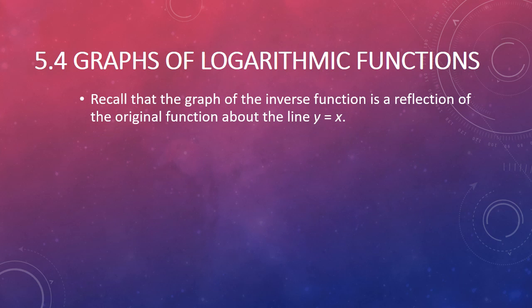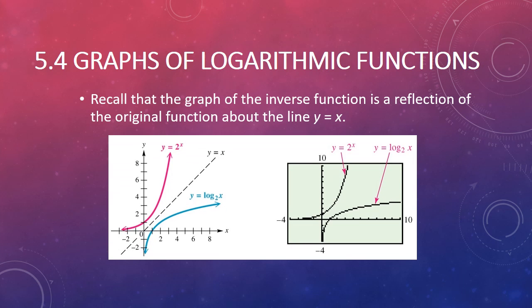Remember that the graph of an inverse function is a reflection of the original function about the line y equals x. So you see here we have an example both hand-drawn and on the calculator. We have y equals 2 to the x, which is the red graph. We have the dashed line representing the line y equals x, and then the blue graph, which is y equals log base 2 of x, the inverse. And you can see how they're reflections.